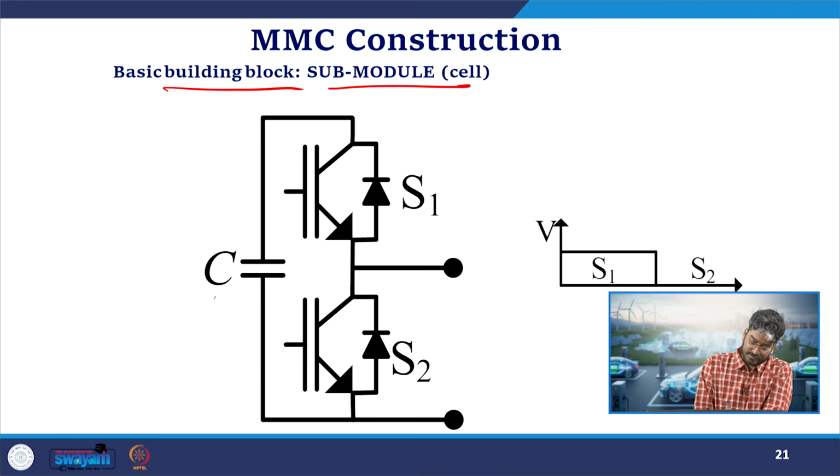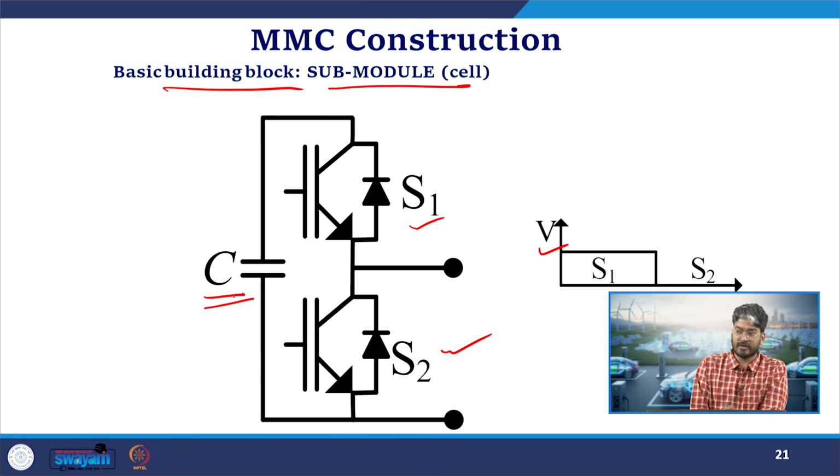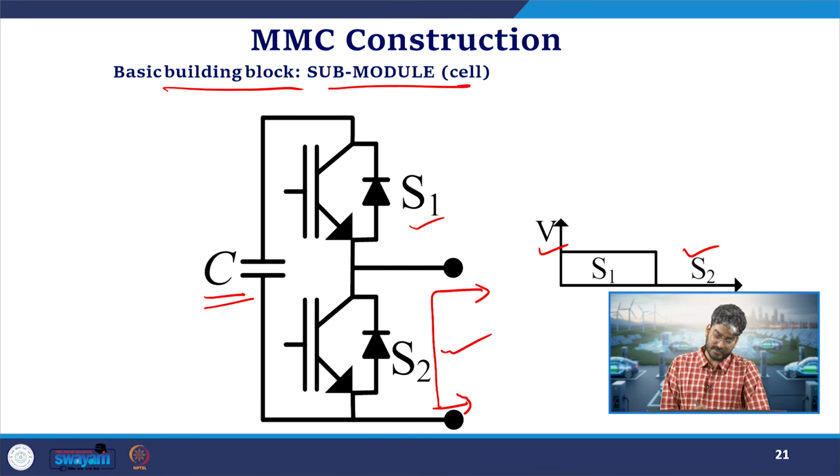Here in this submodule, if you see, we have a capacitor and two switches, S1 and S2. They may be IGBT or MOSFET based on the power rating for which this circuit has been designed. If S1 is on, I will get a finite output voltage, which will be the voltage of this capacitor. When S2 is on, the voltage generated by this submodule will be 0. I say that the submodule is in the bypass condition. So by using each submodule, I can generate two voltages: either the capacitor will be inserted, or it will be in the bypass state where I will get 0 voltage.